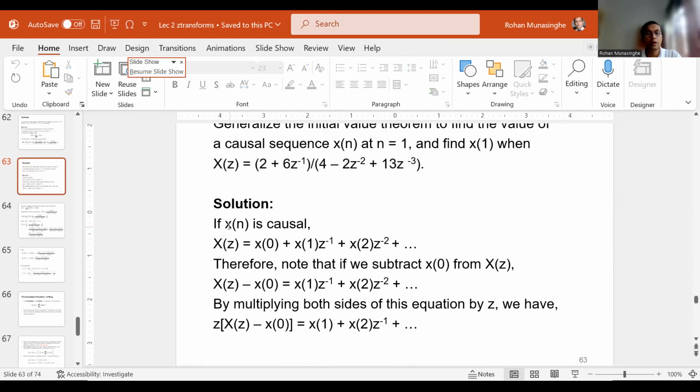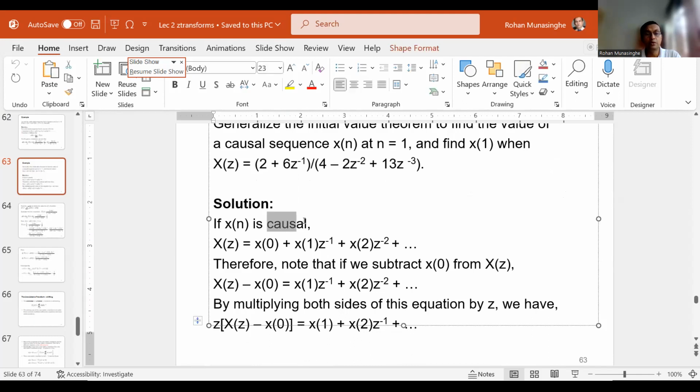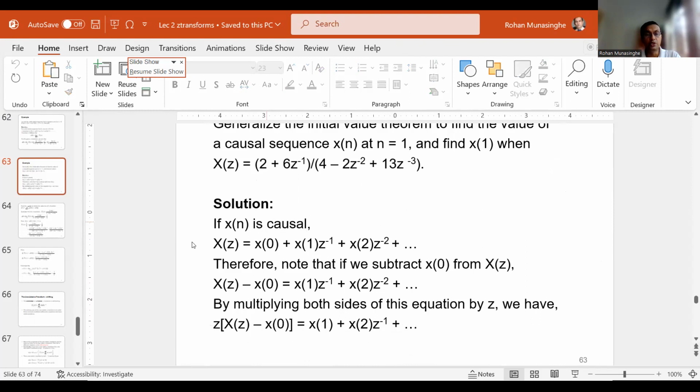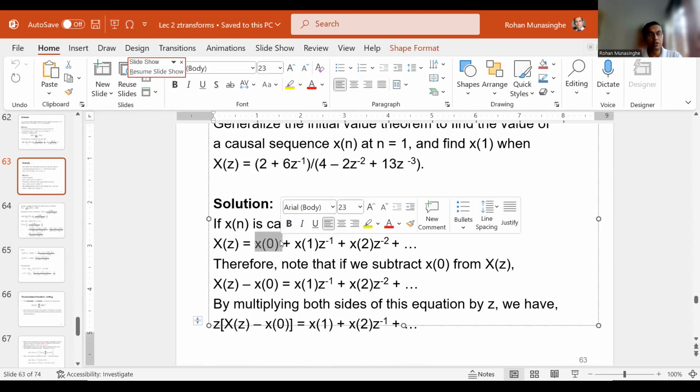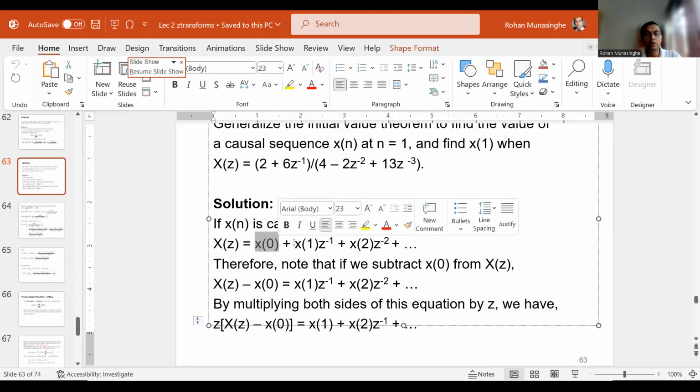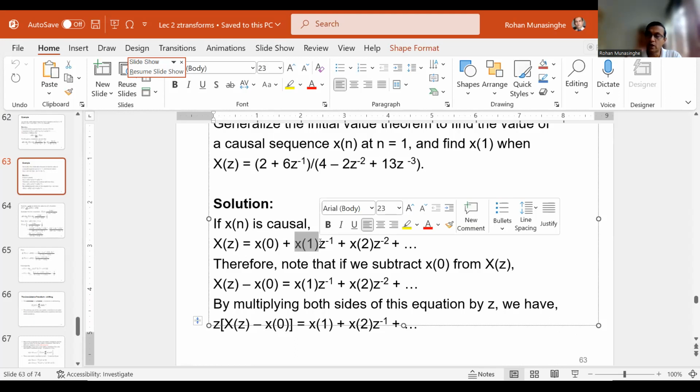Now, this is a causal sequence. What I mean by causal is that you have z to the -1 powers, always going from 0 to the right-hand side, positive time. And now we have no problems with x0, because you can use the initial value theorem and calculate x0. So let's move on from that point. Now x0 is something we know. And we want to find out x1, the next sample.